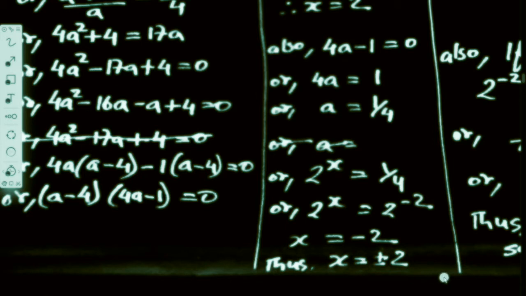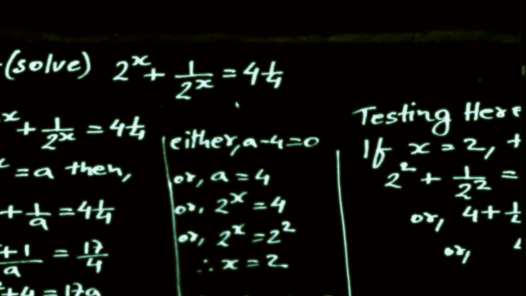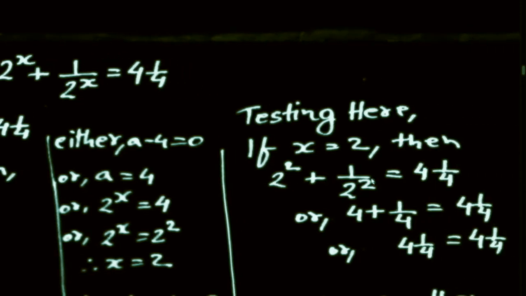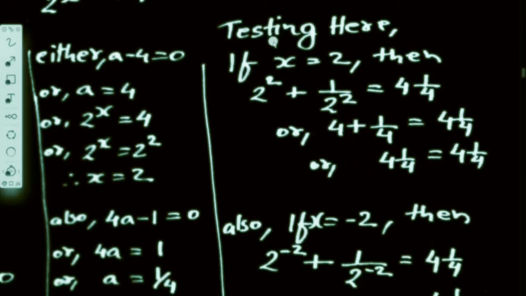This alone is not sufficient, we have to do testing using this equation. So testing is done for our confirmation. See here, testing: our first value is x equals 2, so we use x equals 2 in every place of x, so 2 power x plus 1 by 2 power x, in place of x we keep 2.